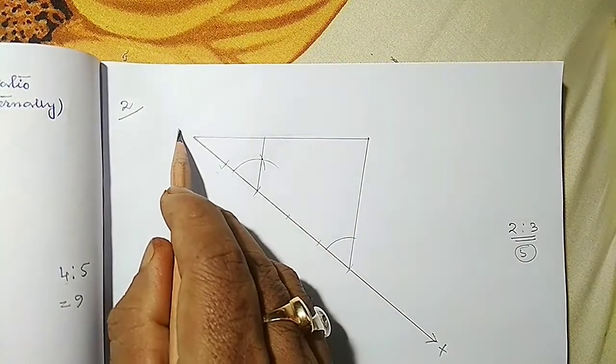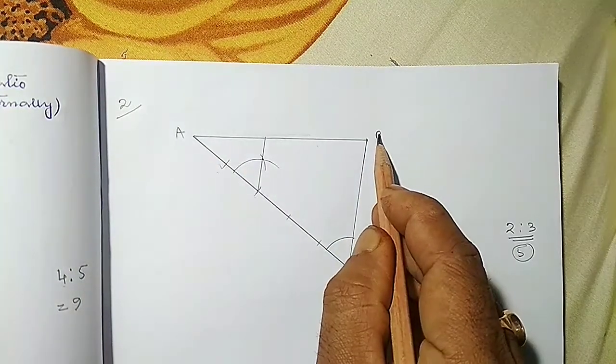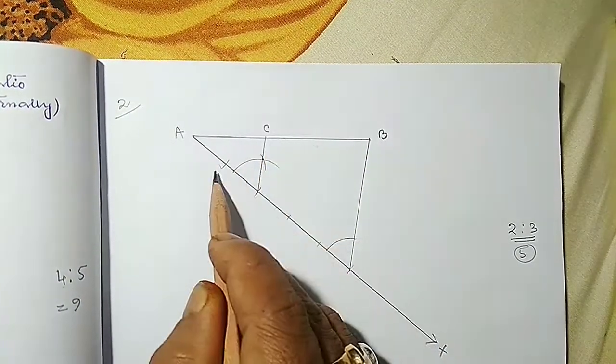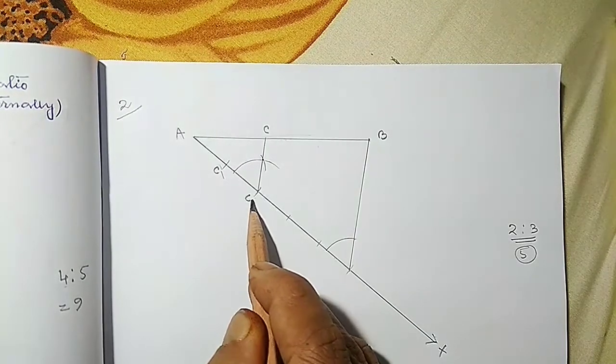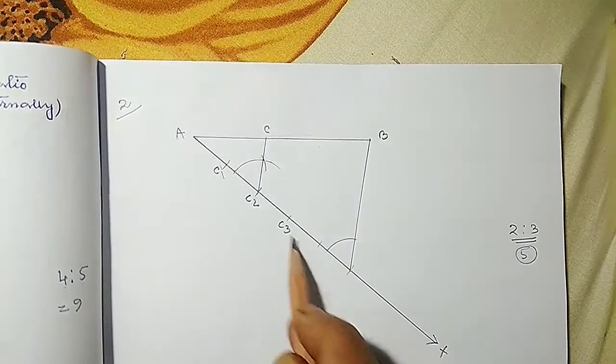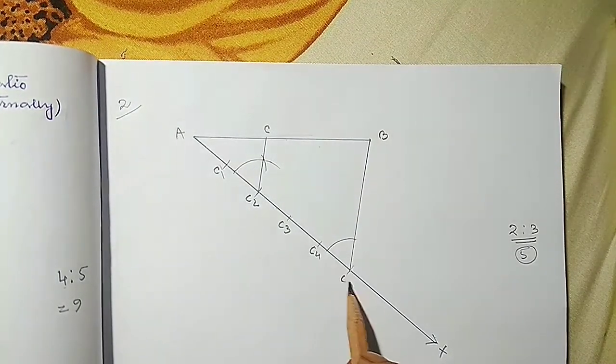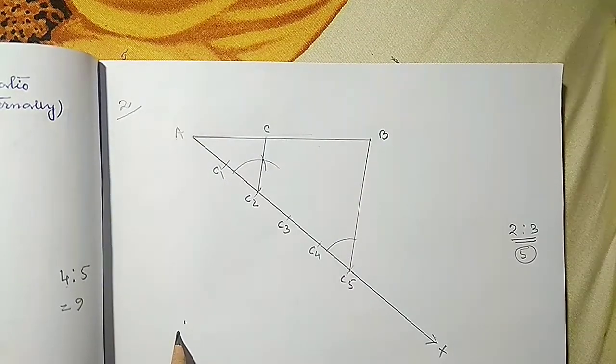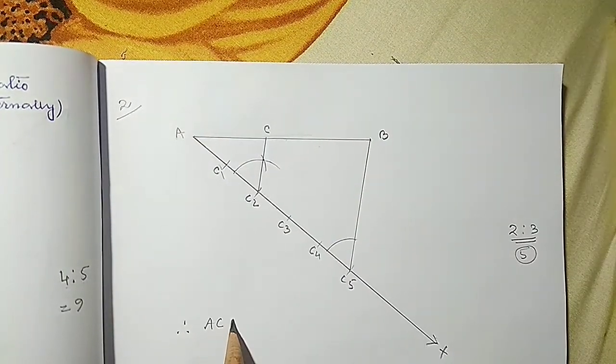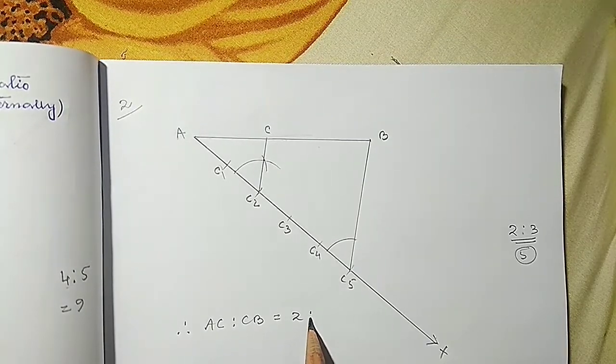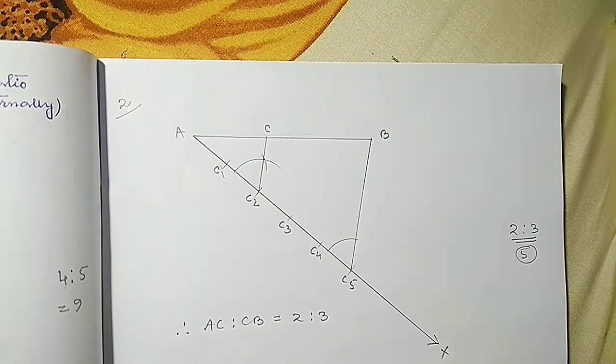So you just name this one as A, this one as B, suppose this one is C, and these are C1, C2, C3, C4, C5. Therefore, AC is to CB equals 2:3. Here the justification and steps of construction I am not showing because I have already shown them in the previous sum and it will be the same.